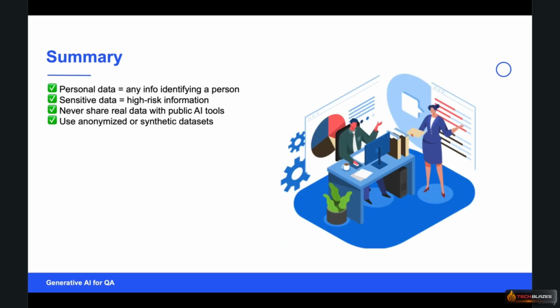So to sum up, handling personal and sensitive data is one of the most important responsibilities we have as QA professionals. Always treat real user data with care. Don't copy it into AI tools. Anonymize whenever possible and follow company policies. AI is an amazing assistant, but it doesn't understand privacy laws. That's on us. Use it safely, and you'll protect both your users and your reputation.